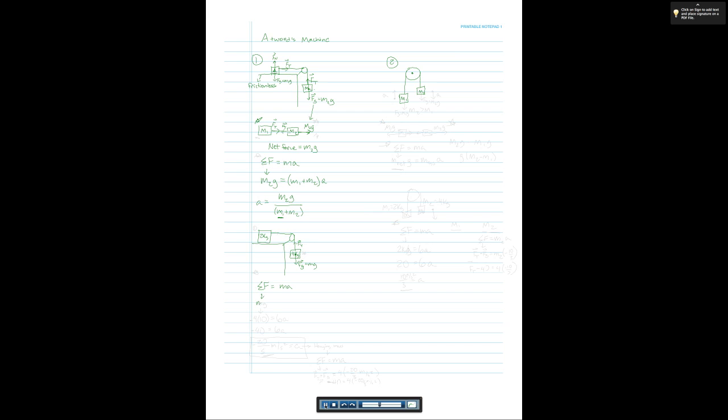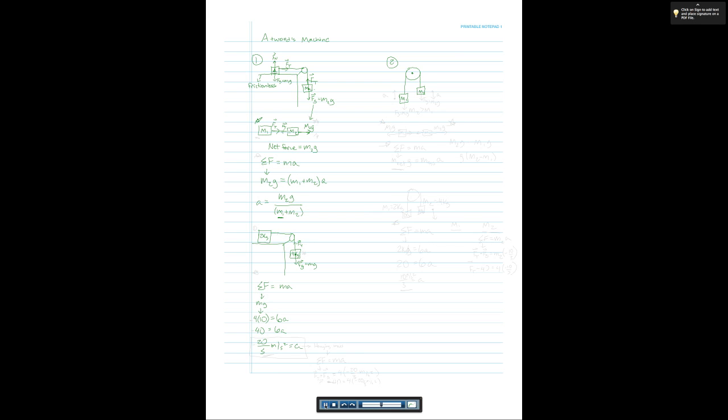So I go mg, which is 4, times gravity, which we'll just use as 10, so 4 times 10, equals the mass of the entire system. 4 plus 2 gives me 6, times my acceleration. So 4 times 10 gives me 40, equals 6a. So dividing by 6, that would give me 20 over 3 meters per second squared.